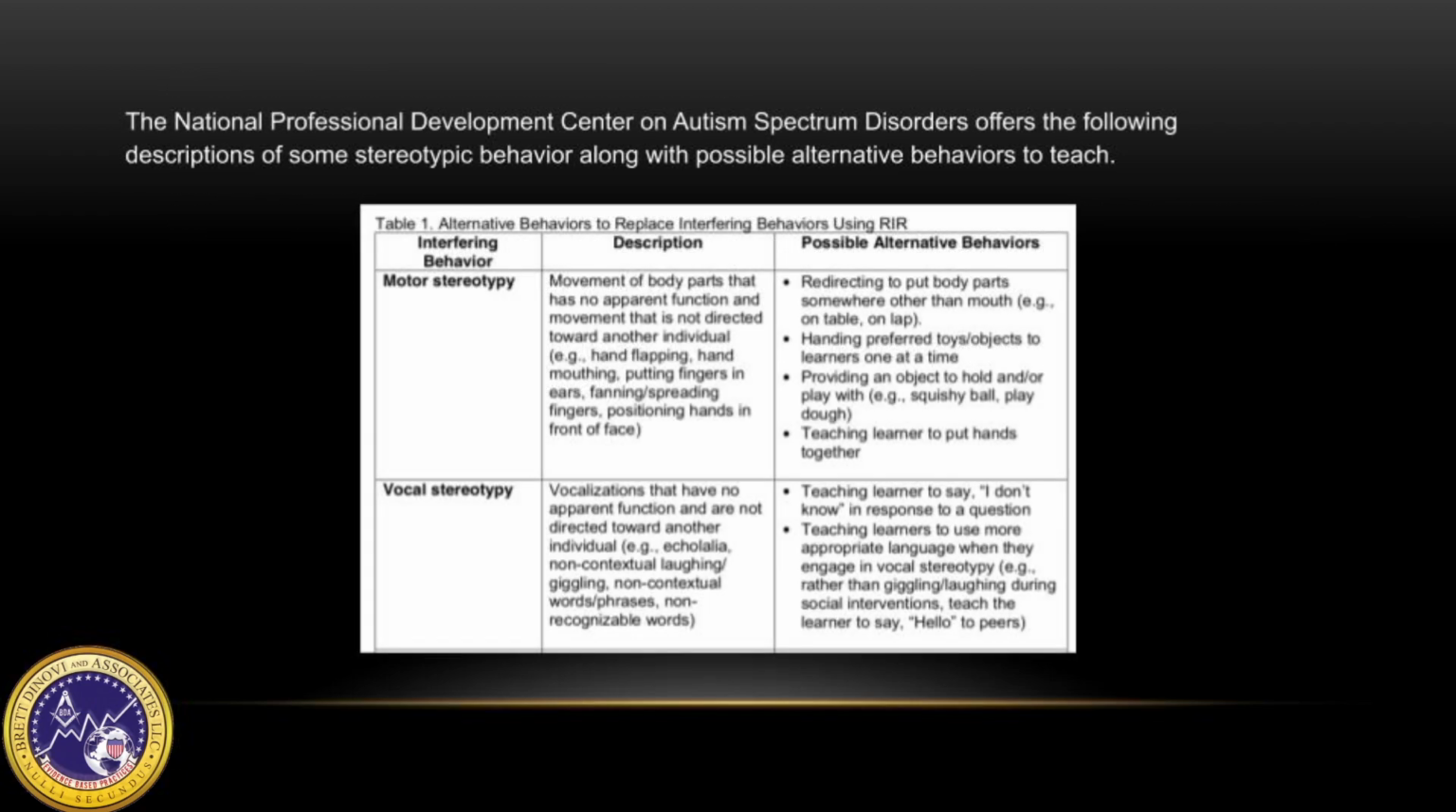The National Professional Development Center on Autism Spectrum Disorders offers the following descriptions of some stereotypic behavior, along with possible alternative behaviors to teach. Reinforcement should be provided to the learner for engaging in the alternative response.